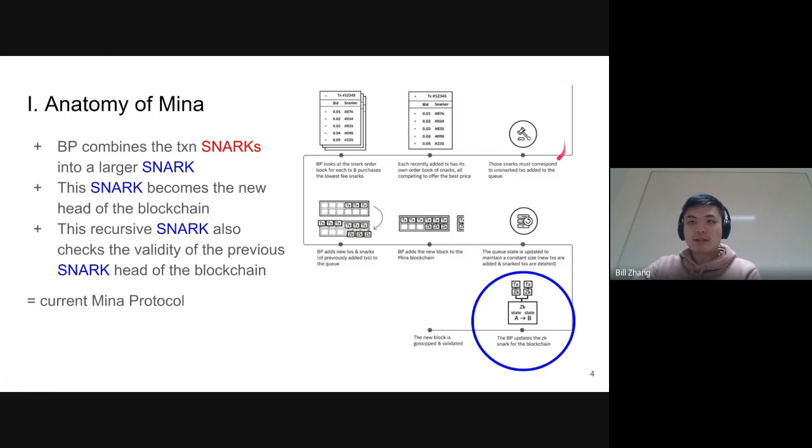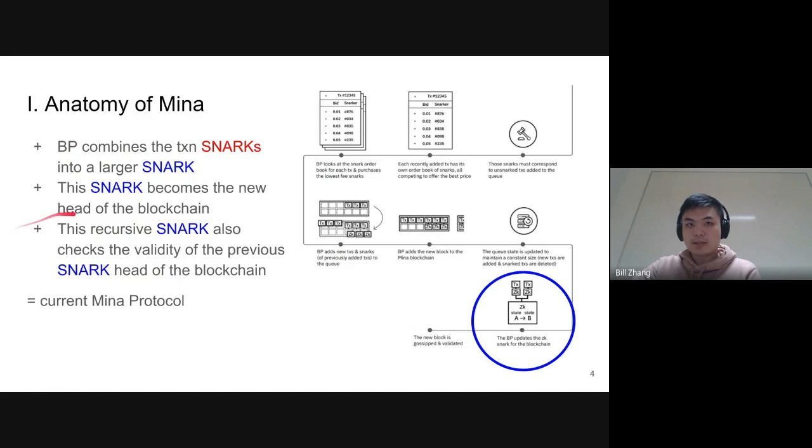Then as we follow this timeline further, we encounter a second type of snark. Once the block producer has received snarks from these snark workers, it has to combine each of these transaction snarks, which were red, into a larger snark, which is blue. And this snark is eventually going to become the new head of the blockchain. But this snark is also going to have another important task, which is to check the validity of the previous snark, which was the head of the blockchain. And this is what makes a snark a recursive one. This is what Mina likes to talk about a lot, with Pickles and Kimchi being very good for producing recursive snarks as opposed to other proving systems.